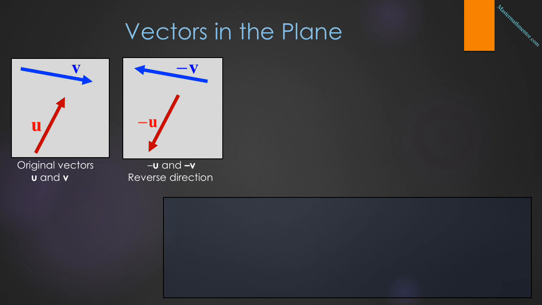First, negative vectors. When we negate a vector, all we do is change its direction. So in the case of u, which was going up to the right, negative u will now go down to the left, but will have exactly the same magnitude. The same is true with v and negative v.